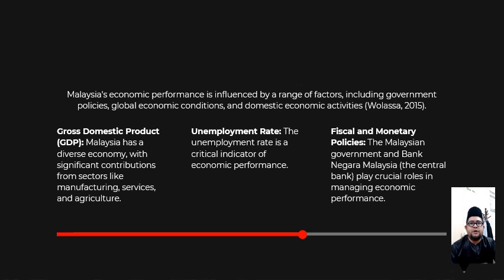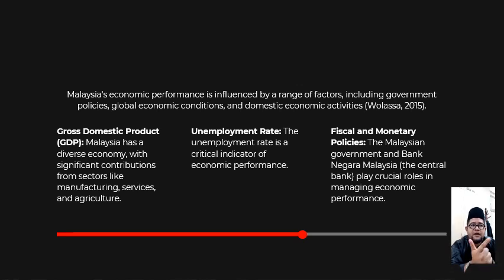So, what about the factors? The Malaysian economic performance is influenced by a range of factors, all right? Including government policy, global economic condition, and also domestic economic activity, according to Wolosa 2015. So, the first one is the GDP, or gross domestic product. Malaysia has a diverse economy with a significant contribution from sectors like manufacturing, services, and also agriculture.